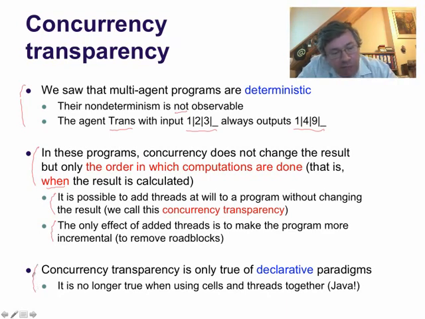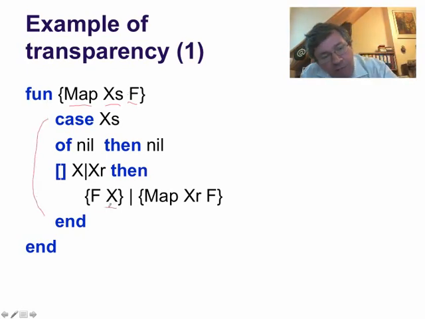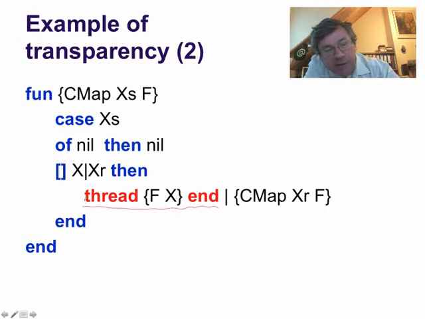Notice this is true only of declarative paradigms. It's not true when we use cells and threads together. So here's an example. This is a simple map function that takes a list and a function and applies the function to all elements of the list. It has a case and it will do f of x for every element. Now let's make this concurrent. Let's add a thread end to the f of x. F of x will now be calculated in its own thread. Each recursive call, for each element x, will create a new thread.